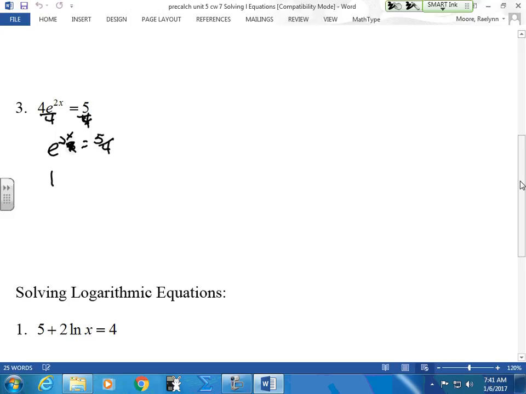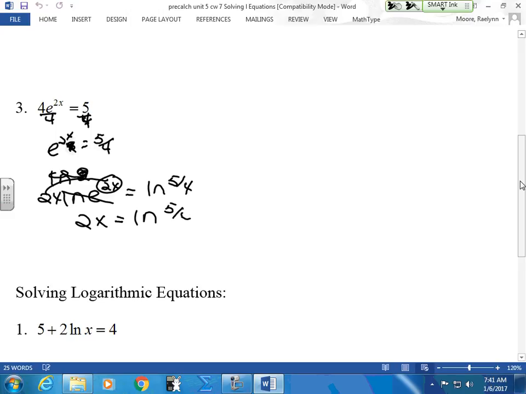Now you can take the ln of both sides. Bring this down. This cancels out. You can take the ln of 5/4. It's still greater than 0. It still has a log. And now what do I do? Divide by 2.